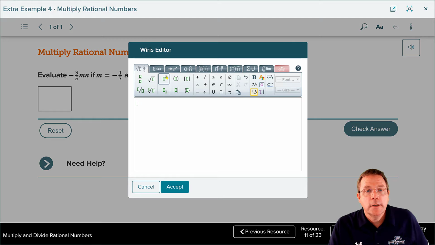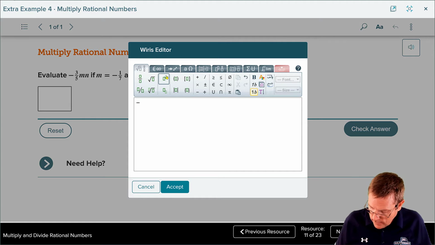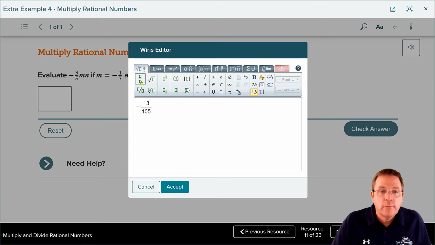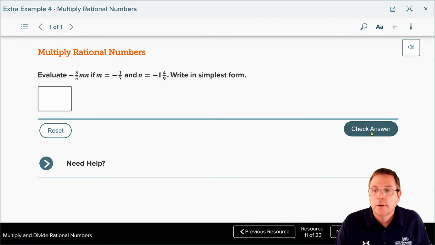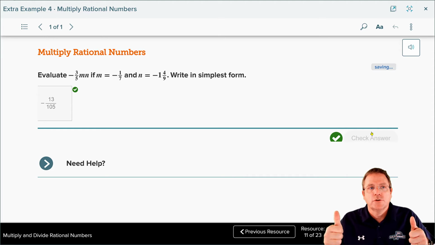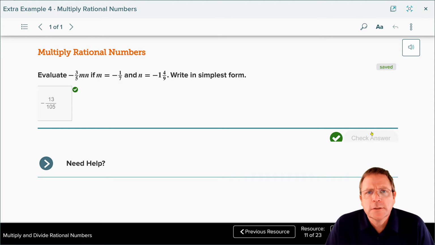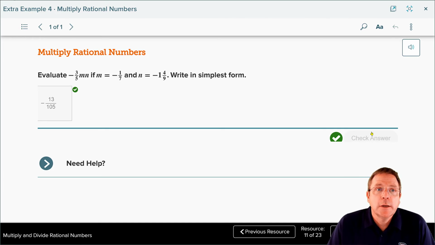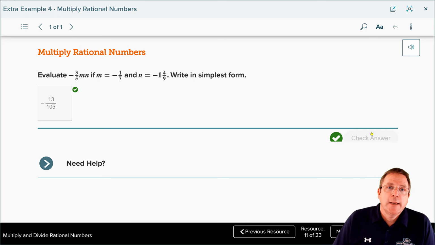Let's plug it in and see if I am correct. Negative fraction bar 13/105, accept, and check it. Our answer checks. I think this is a good place to stop video 1. Come back and watch part 2, and we will continue on with our study of rational numbers, multiplication and division.